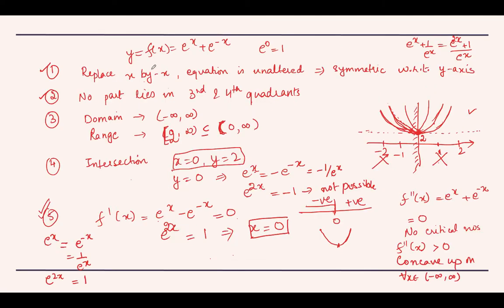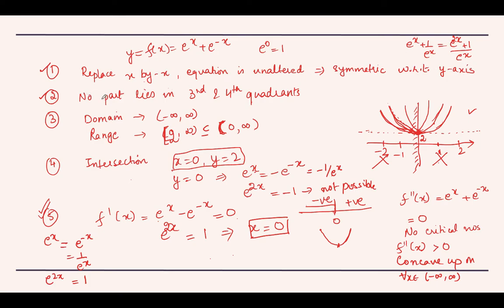This is the next example where we have an exponential function. So our function y is e to the power x plus e to the power minus x, and we will see how we can use our steps to construct or make the rough sketch of the graph. The first step is to check for symmetry. Now when we replace x with minus x here, we can see that the equation remains the same, and hence it tells us that it is symmetric with respect to y-axis.